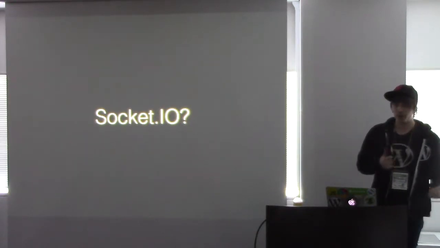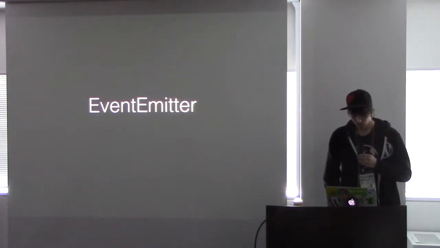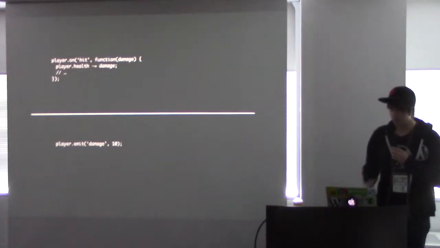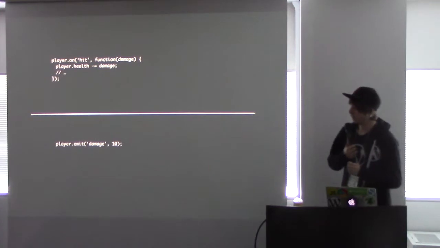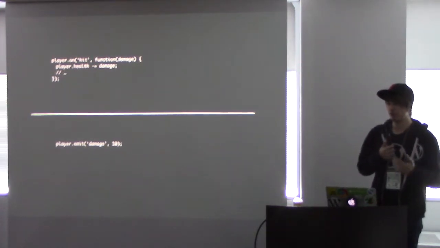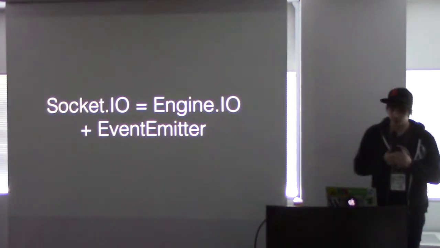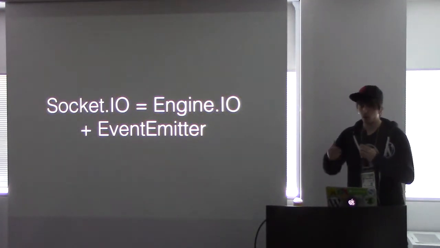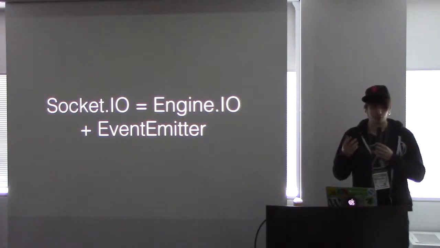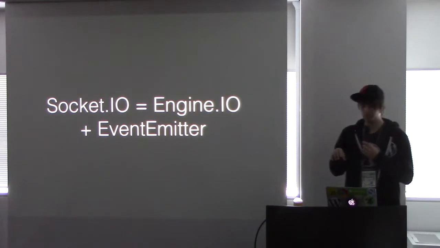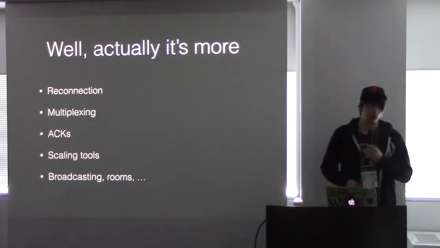Now, Engine.io does all these great things. So what does Socket.io provide us? Well, let's look at event emitter first. Basically, event emitter is just this easy way of being able to listen to changes and actually emit changes to objects and from objects. Now, you could say that Socket.io is kind of Engine.io plus event emitter. Socket.io is a way to send events bidirectionally from the server to the client, or from the client to the server, with an event emitter-like API. But actually, it is quite a bit more than that.